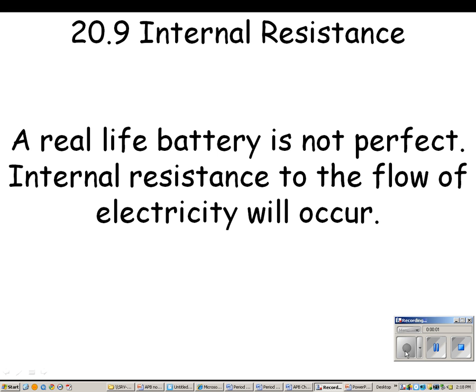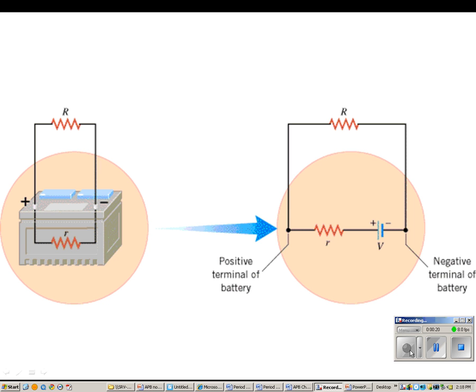We're going to start off this lecture by looking at internal resistance. This is internal resistance of a battery. A real-life battery is not perfect. Internal resistance to the flow of electricity will occur. Similar to how there's no such thing as a frictionless surface, there really is no such thing as a battery without internal resistance. So here's a picture of a battery.